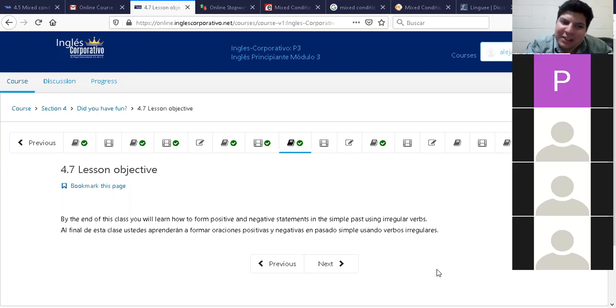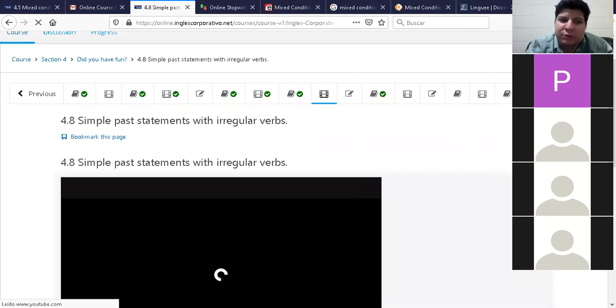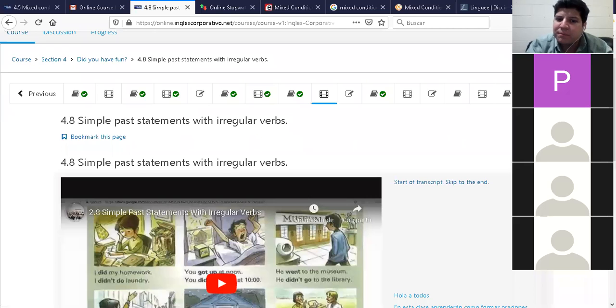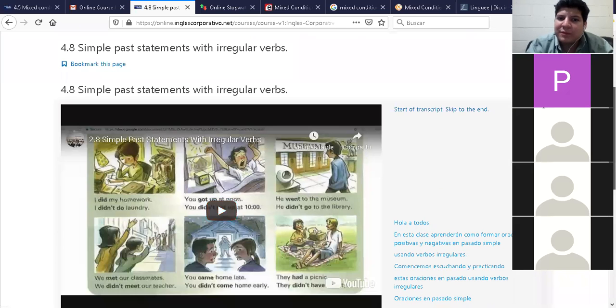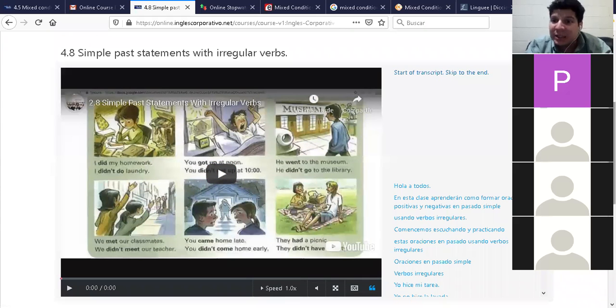So guys, al final de esta clase, ustedes aprenderán a formar oraciones positivas y negativas en pasado simple, usando verbos irregulares. ¿Me pueden decir ustedes cuáles son los verbos irregulares? Could you tell me the regular verbs? ¿Cuáles son los verbos regulares? Just the verbs you can put ed at the end. Exactly, the verbs that you add ed at the end. Los verbos que agregamos ed al final.